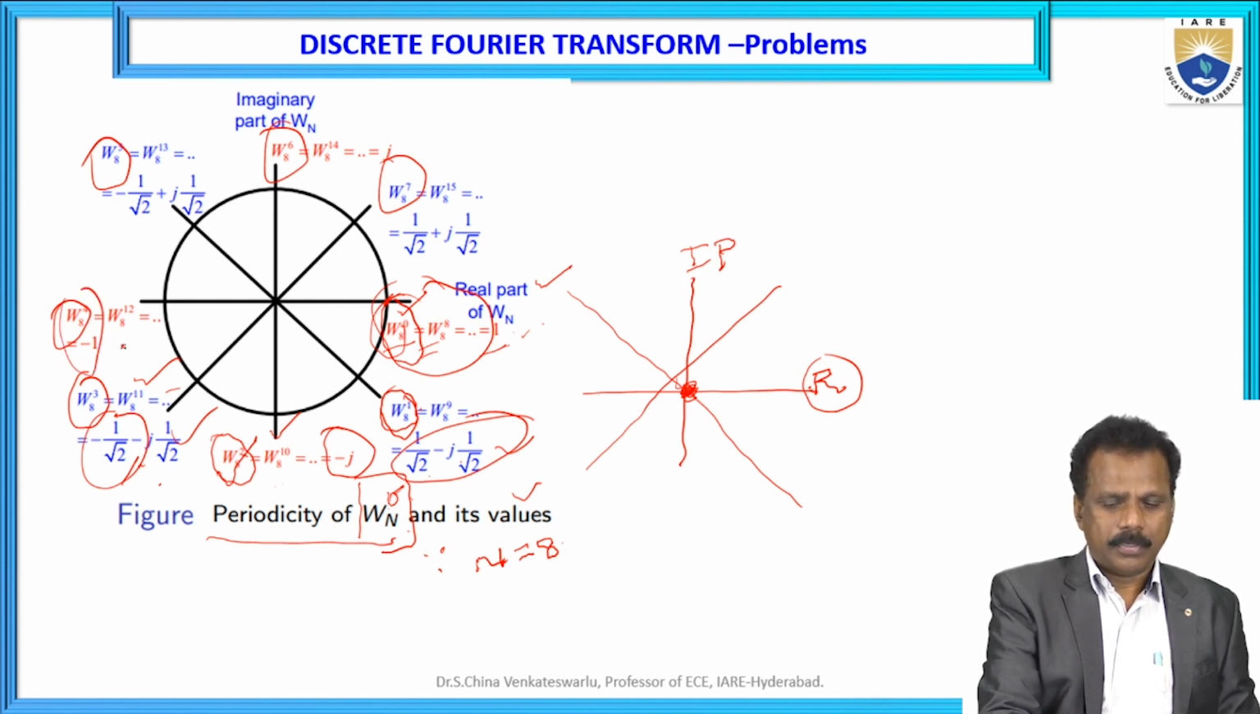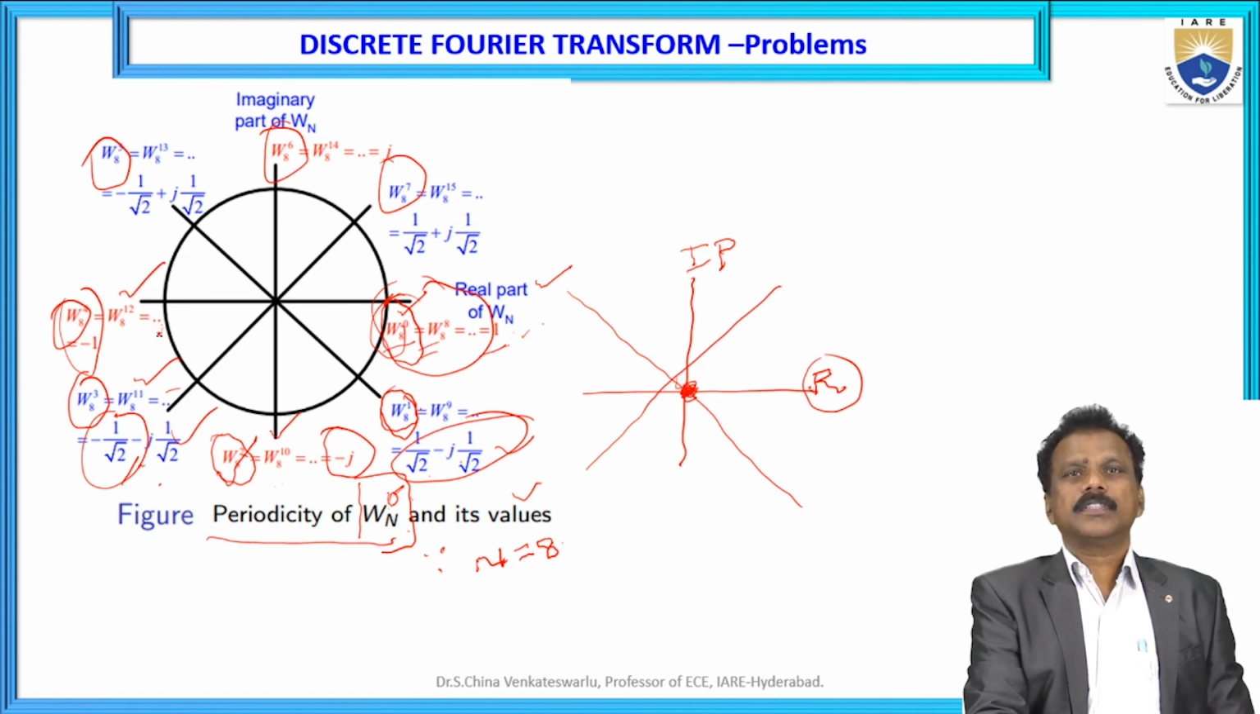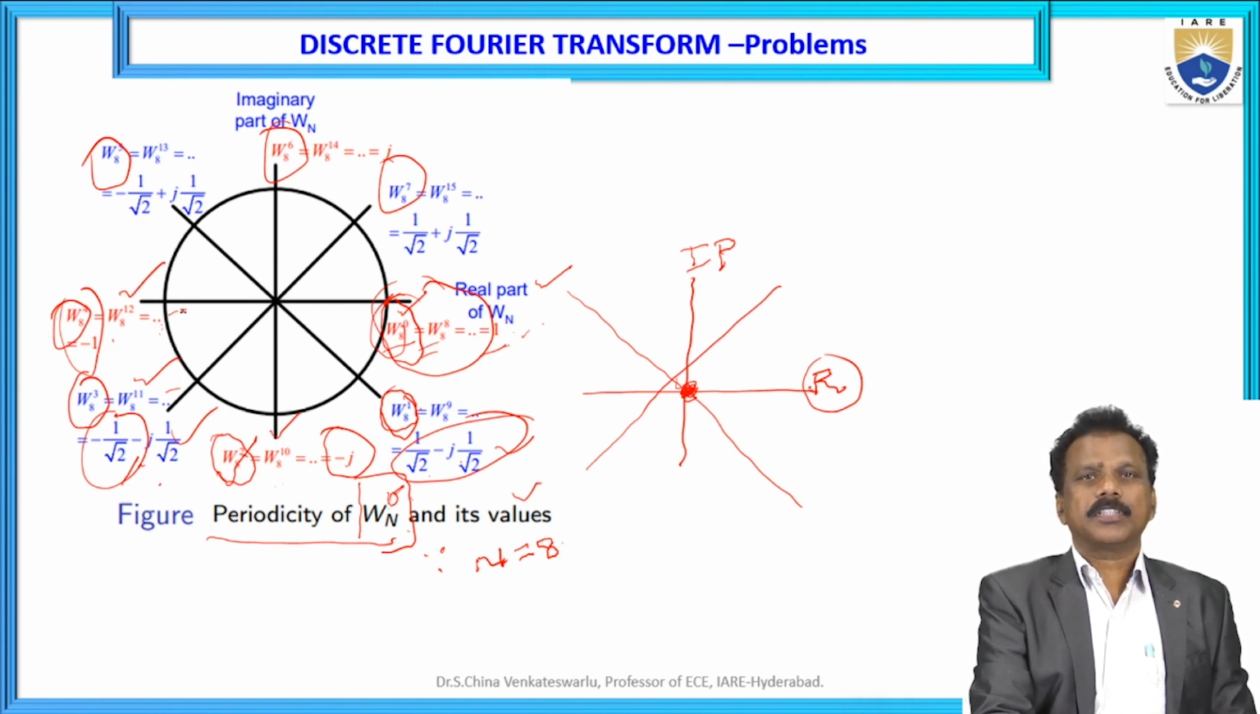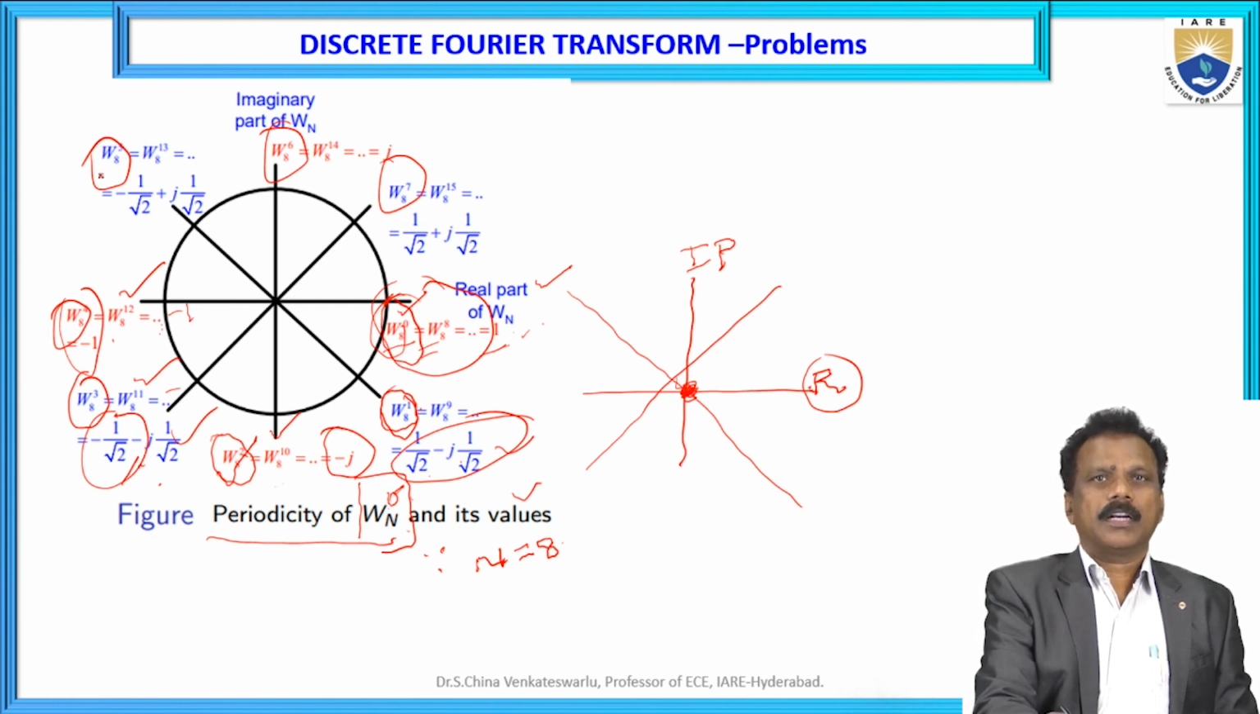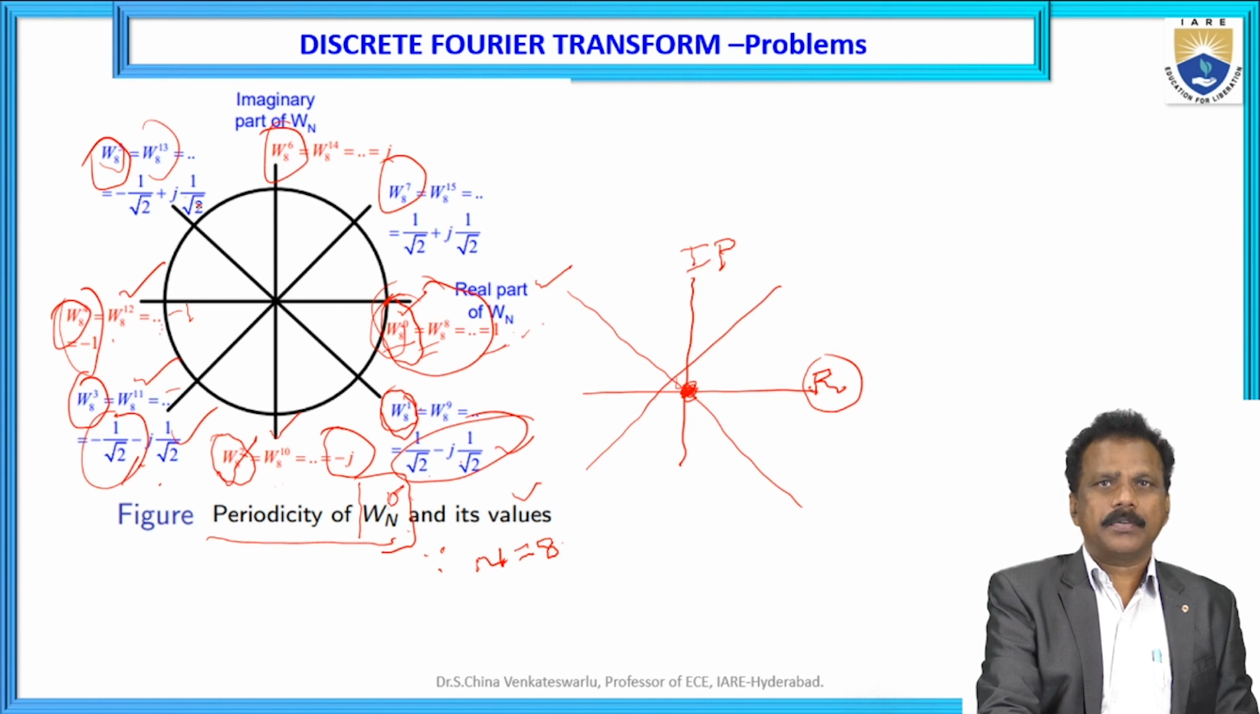Similarly, W8^4 and W8^12, this is minus 1. Here this value is minus 1. And W8^7 and W8^15 are equal to 1 by root 2 plus j into 1 by root 2.